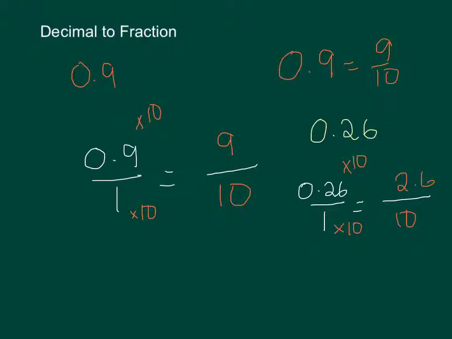So what I can do next is, if I know that multiplying it by 10 didn't work, what if I multiply it by 100? What happens then? So if I go 1 multiplied by 100, I get 100. And if I multiply 0.26 by 100, I get 26. So, do I see a decimal in my new equation? No, I don't. So therefore, this works. So I know that 0.26 is equal to 26 over 100.